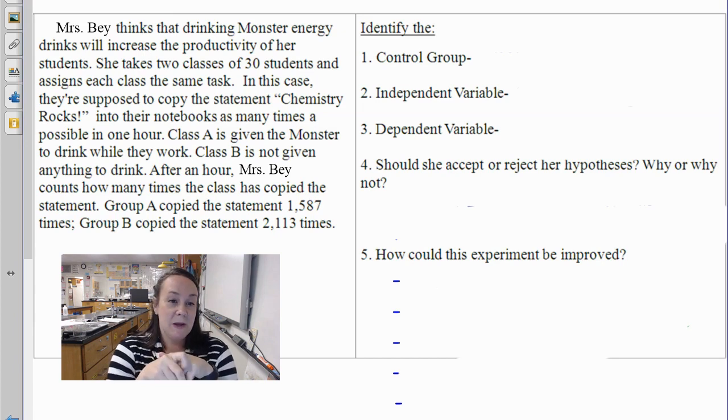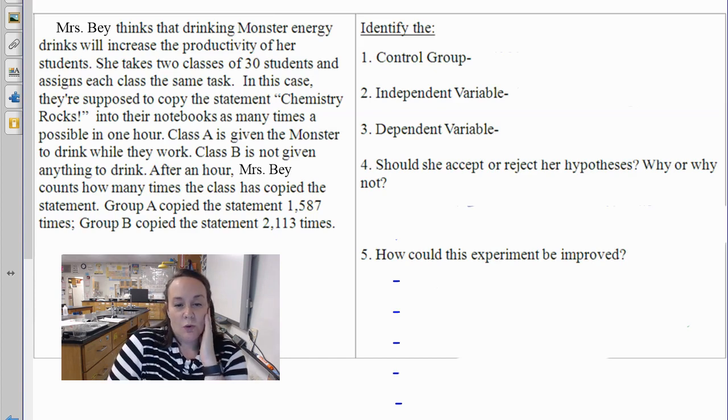So it says, Mrs. Bay thinks that drinking Monster energy drinks will increase the productivity of her students. She takes 2 classes of 30 students and assigns each the same task. In this case, they're supposed to copy the statement, "Chemistry rocks," into their notebook as many times as possible in 1 hour. Class A is given Monster drink while they work, and Class B is not given anything to drink. And after an hour, Mrs. Bay counts how many times the class copied down the statement, "Chemistry rocks." Group A copied the statement 1,587 times, and Group B copied the statement 2,113 times.